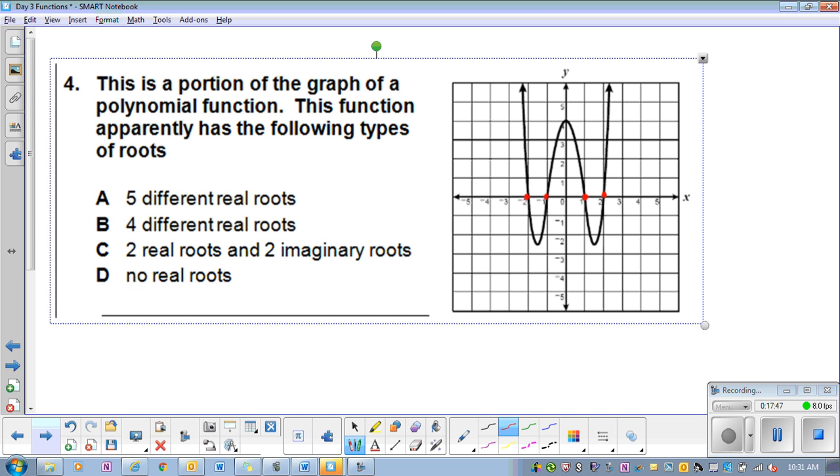You have 3 terms. 1, 2, and 3, right? If you have 3 terms, that means this whole thing is what? X to the what power? 4th power. Remember? The 4 tells you how many solutions you should have. So you should have 4 solutions. Look at how many x-intercepts you have. 4. If it touches the x-axis, is it real or imaginary? Real. So which one is it? 4 different real roots. Yes.